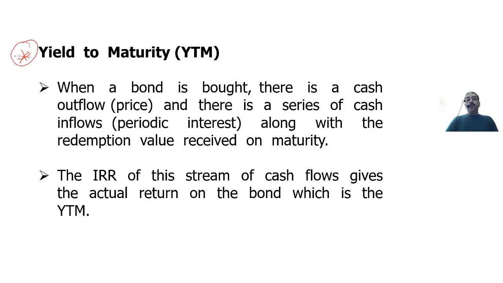When a bond is bought, there is a cash outflow. That is the price that you are paying. As we said, your company is issuing the bonds at a discount of 100 rupees. The market price, the price at which you are paying, is 900 rupees. And then there is a series of cash inflows. These cash inflows are nothing but the periodic interest that you are getting. The IRR, internal rate of return, of this stream of cash flows gives the actual returns on the bond, which is the YTM.